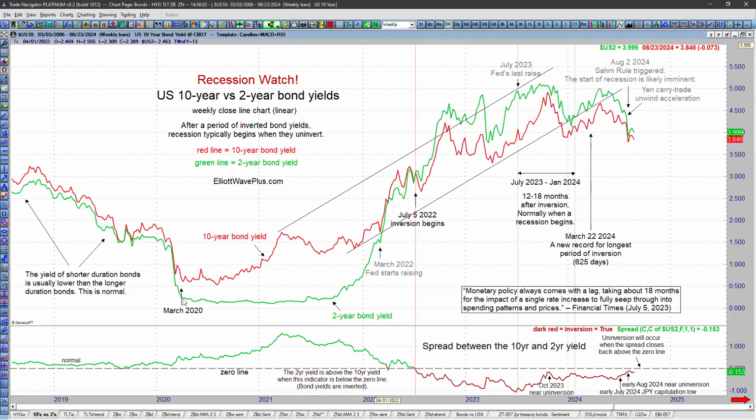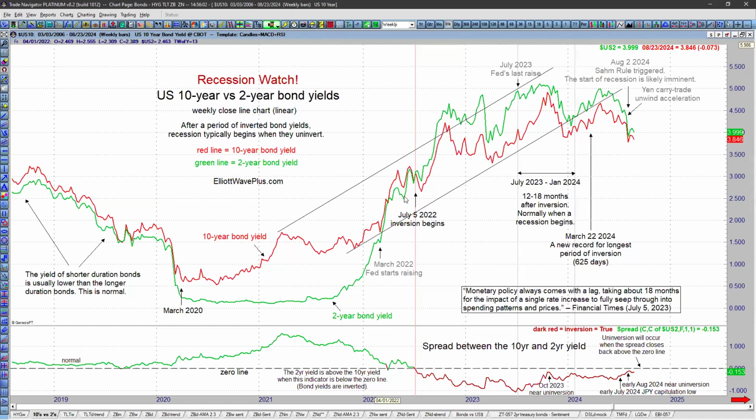So as you can see, there's March 2020, that's when a major bottom occurred right after the COVID crash in the stock market. And after that, bond yields remained normal until July of 2022. And that is when the bond inversions, which so many of you probably have heard of, started.